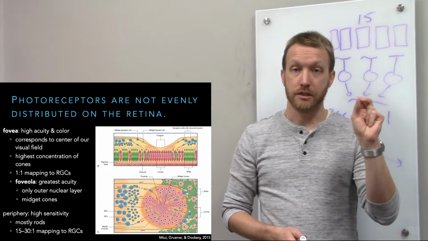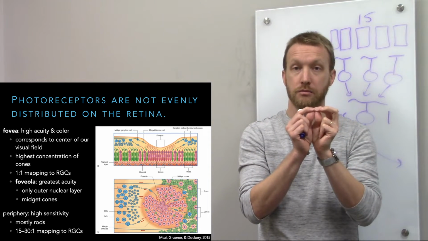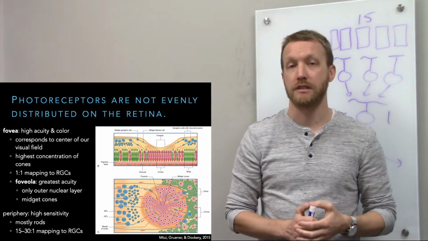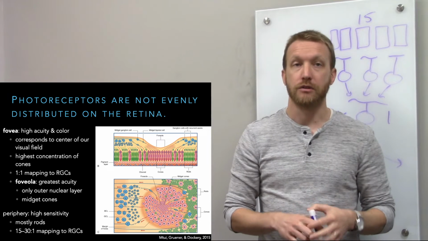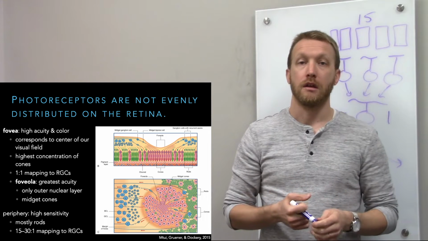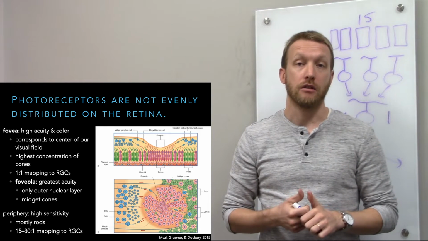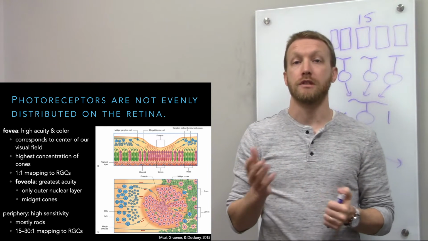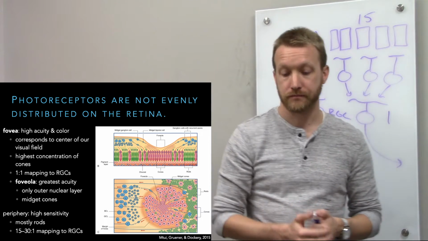So these are what we call midget cones. These are much smaller than typical cones you find outside of the foveola. So in the rest of the fovea, the cones are a little bit larger, meaning that they sample a slightly larger area of the retina, decreasing visual acuity.